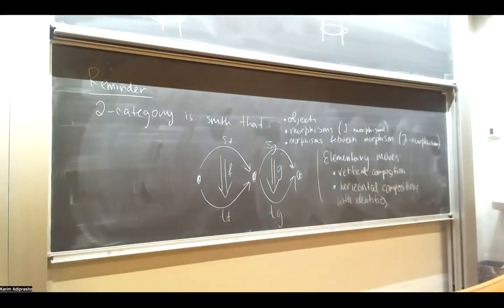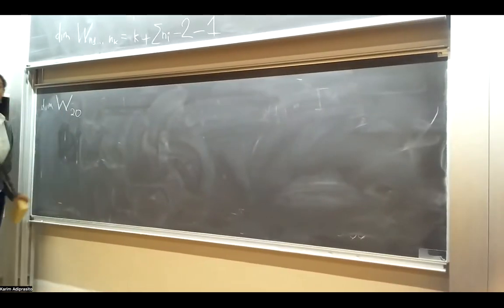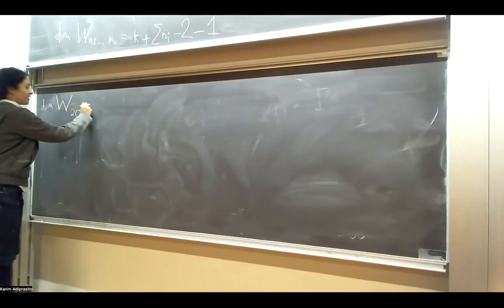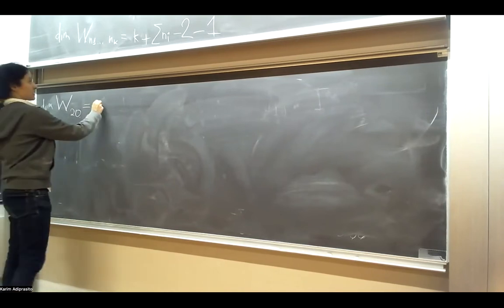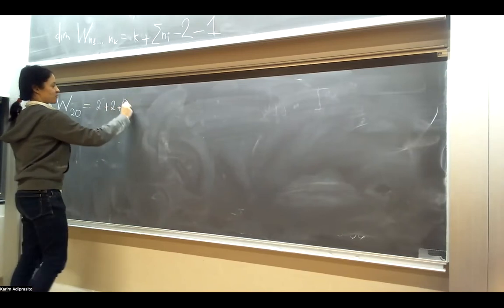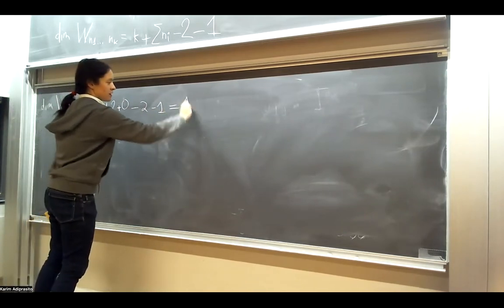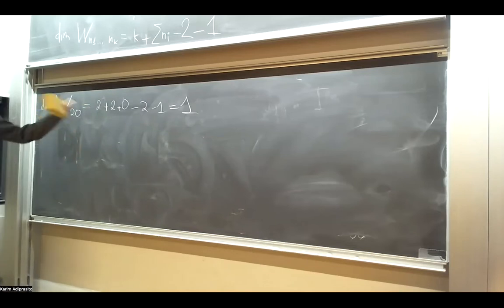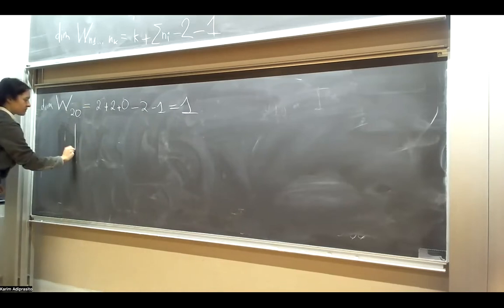because if we do our dimension count, then if we have W20, the same formula says that we have 2 plus 2 plus 0 minus 2 minus 1 equal to 1 again. So this is another two associahedron that is also equal to an interval. What are the strata in this interval?